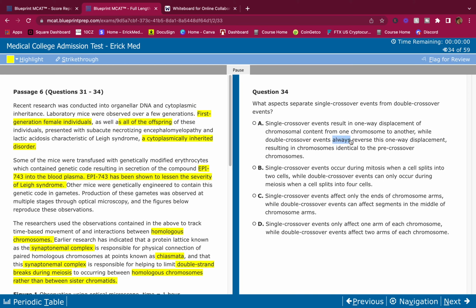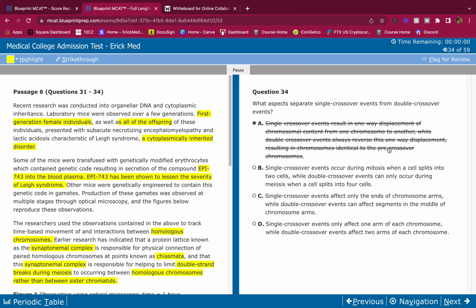Remember, be careful of these always, never. These strong words are usually wrong, okay? In science, it's really hard for there to be an always or a never answer to something. There's always things that could inhibit, and there's always things that can prevent scientists from saying that things are 100%, okay?